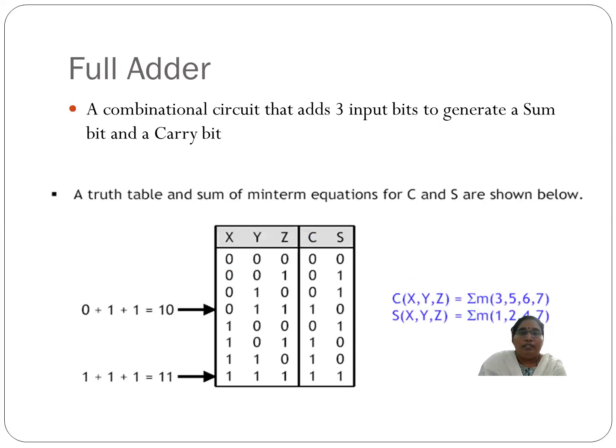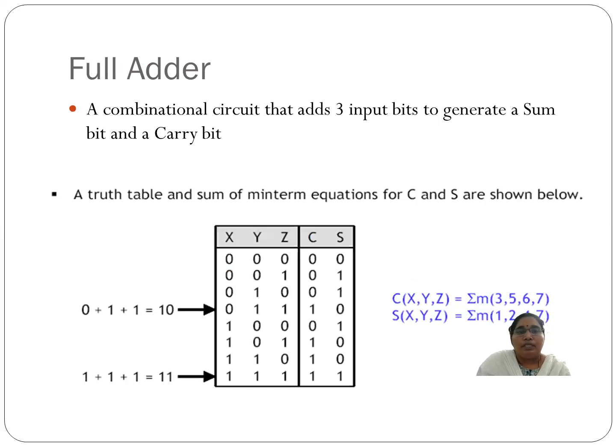A full adder is a combinational circuit that adds 3 input bits to generate sum and carry bits. So if we form a truth table for adding 3 bits of information, here we are taking X, Y and Z. The possible combinations are 0 0 0, 0 0 1, 0 1 0, 0 1 1, 1 0 0, 1 0 1, 1 1 0 and 1 1 1. These are the 8 possible combinations of 3 bits of information.